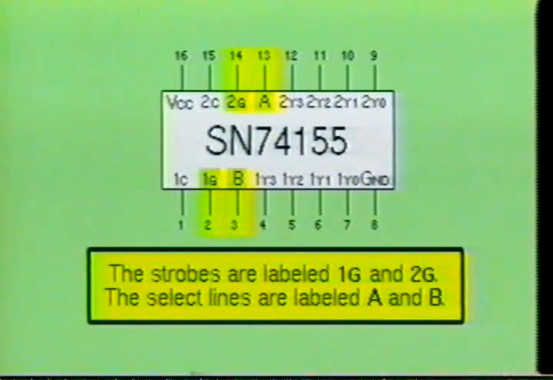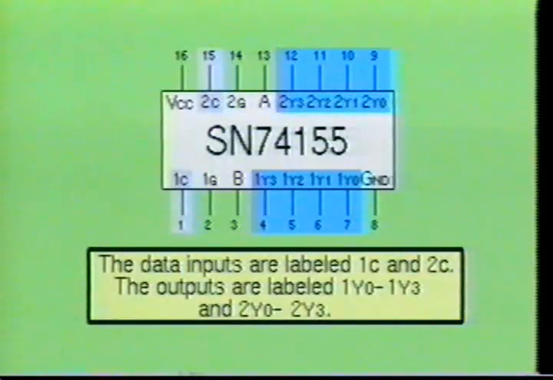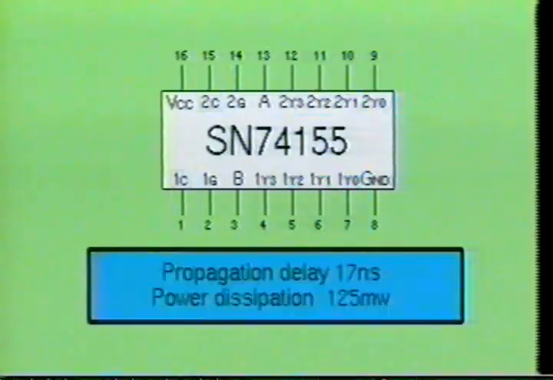The individual strobes can permit or inhibit each of the 4-bit sections as desired. When both strobes are enabled, the common data inputs sequentially select and route the input information to the appropriate output of each section. The data information applied to input 1C is inverted at the appropriate output, while the data applied at 2C is not inverted at the output. The SN74155 has a typical propagation delay of 17 nanoseconds with a power dissipation of 125 milliwatts.